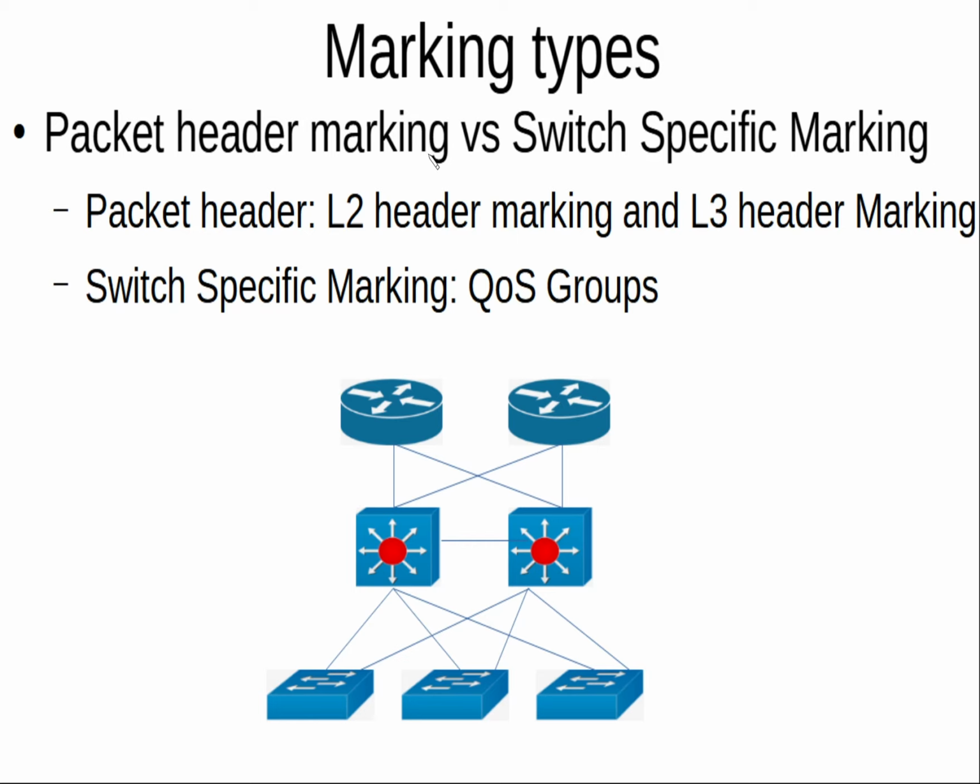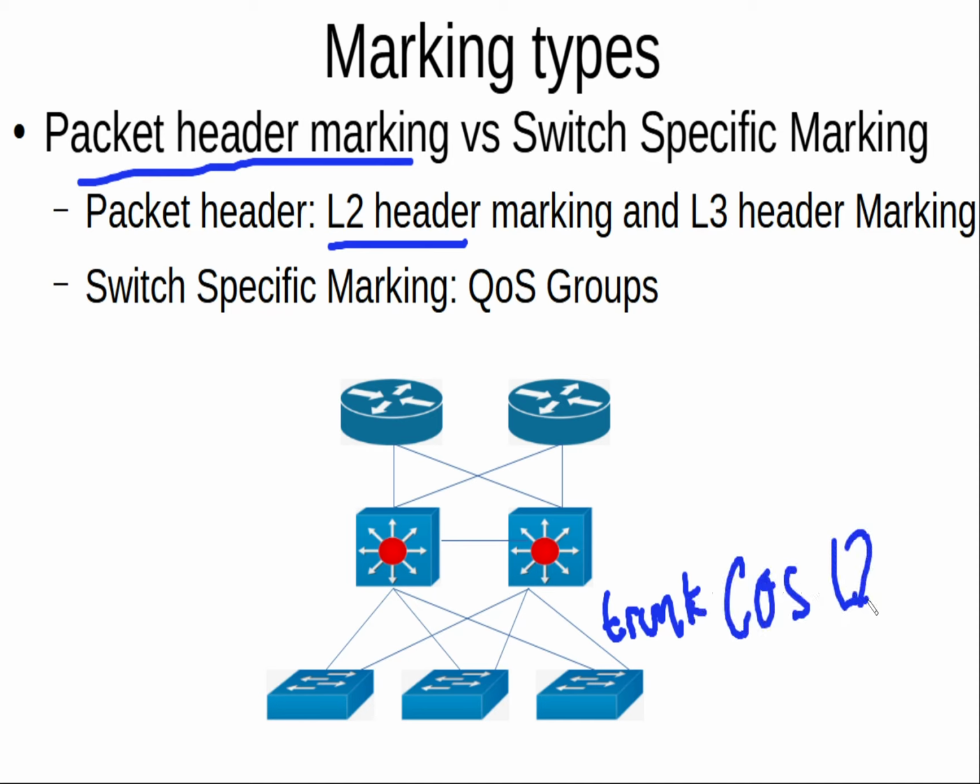Now let's go actually to the Cisco features. Cisco offers you these features in order to actually mark traffic. You can use packet header marking. That means using layer 2 header. For instance, you have a trunk interface here. You can use QoS marking, which is layer 2 header marking, or you can use layer 3 markings, for instance, IP precedence or DSCP.